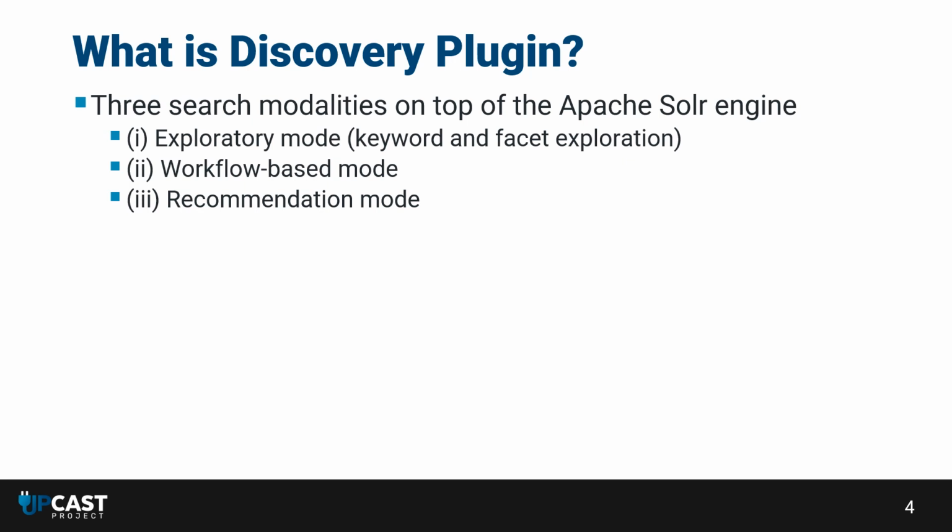There are three search modalities on top of an Apache Solr engine. The first one is the exploratory mode, supporting keyword and faceted exploration. The second mode is the workflow-based mode, where the input will be the query in the form of a data processing workflow. The third one is a recommendation mode, where the engine actively suggests possible complements or replacements for the resources.